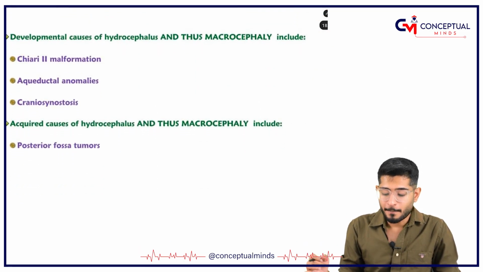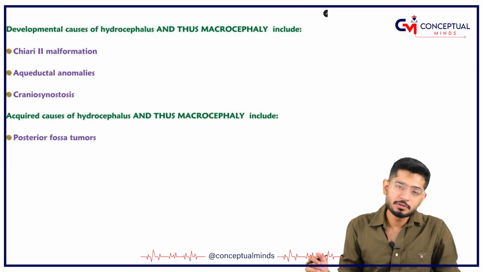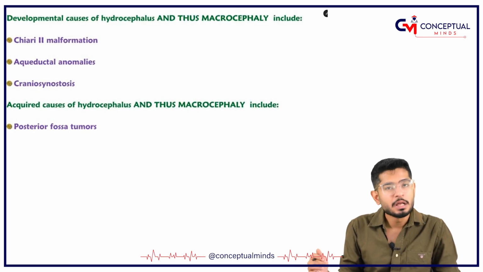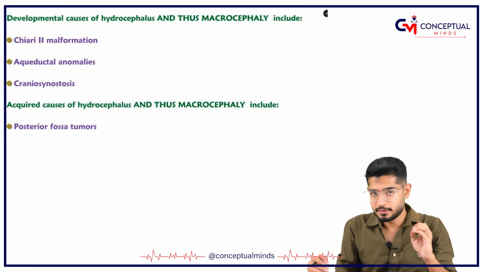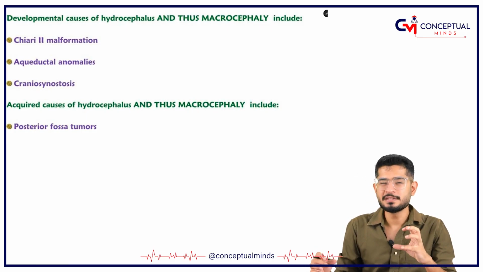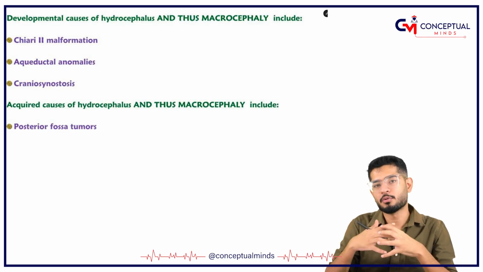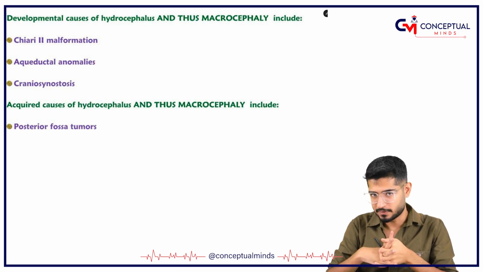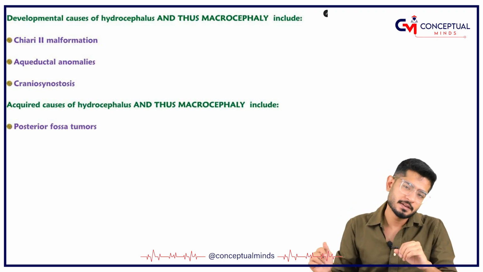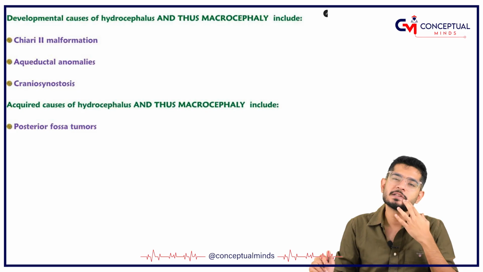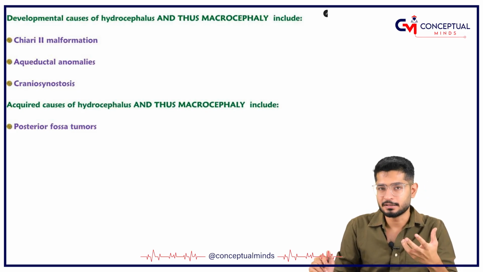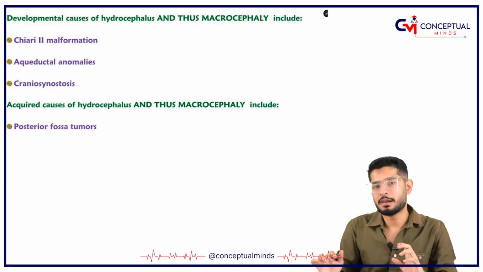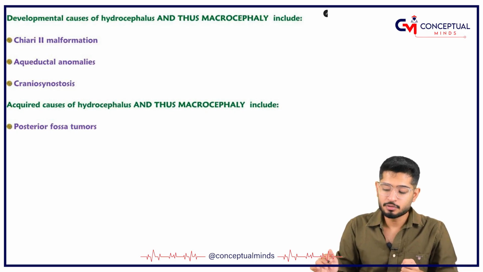Coming on to macrocephaly now. Why do you think there is macrocephaly? One very important thing to know: for example, there is hydrocephalus in the baby. Hydrocephalus means there is more accumulation of CSF in the ventricles. Because the CSF, or fluid, is high, the brain is going to enlarge, and that is called macrocephaly.